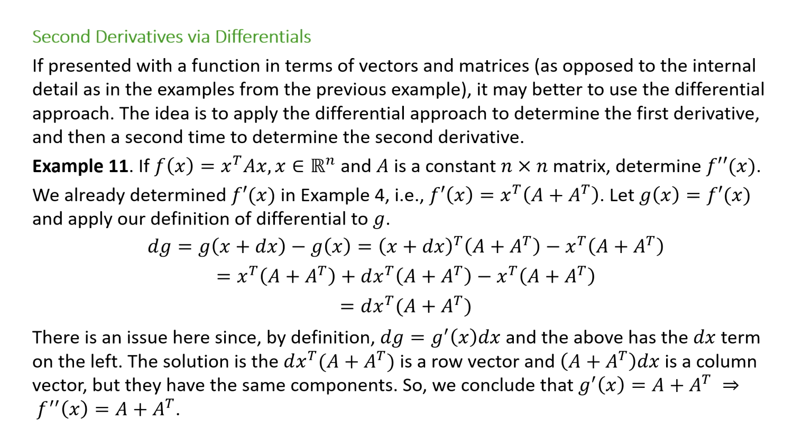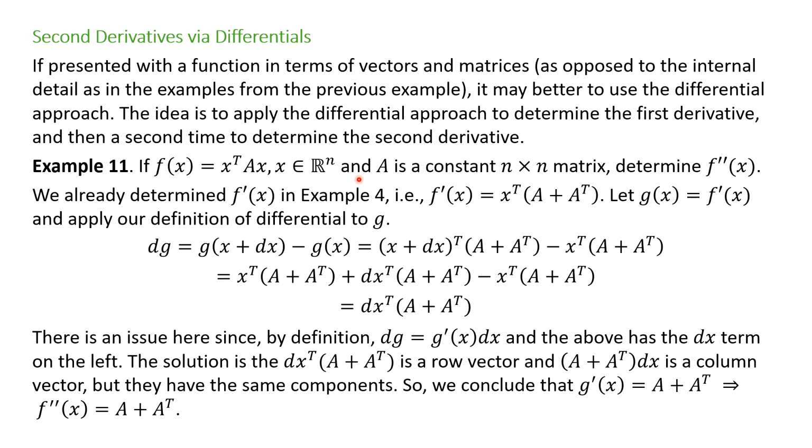If we're presented with a function in terms of vectors and matrices, as opposed to the internal details as we saw in the previous couple of examples, it may be better to use the differential approach based on the Fréchet derivative to find the second derivative. And I have one example of that here. So we'll take our function f of x equals x transpose A x, where x is a vector in R^n and A is a constant n by n matrix.